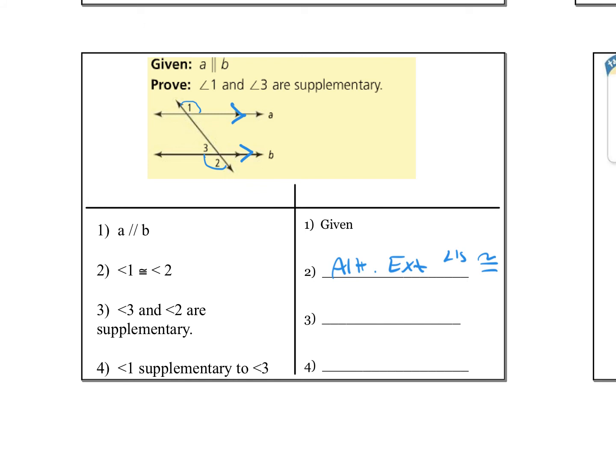Now, I can say 3 and 2 are supplementary because 3 and 2 are a linear pair. So therefore, I can say 1 is supplementary to 3 because I'm taking 2 out and replacing it with an equivalent value. So what is that? Substitution.